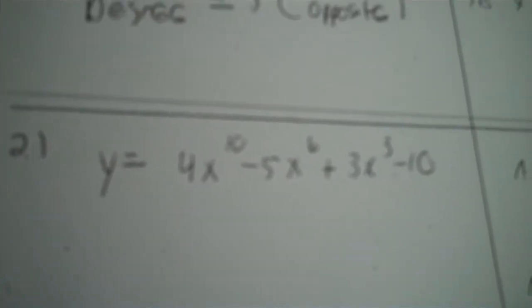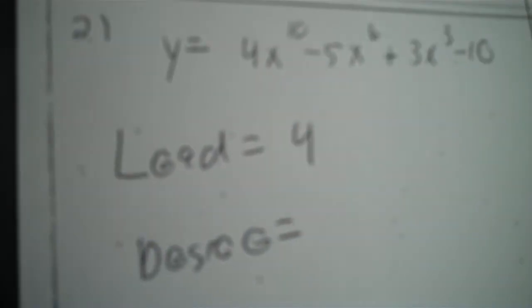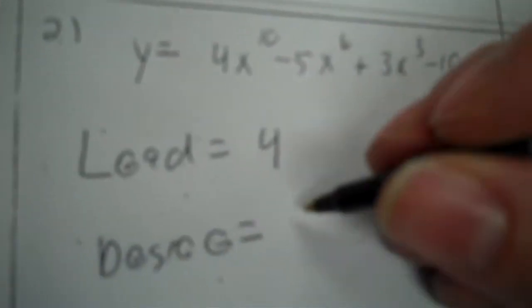Okay, y equals 4x to the 10th power minus 5x to the 6th power plus 3x to the 3rd power minus 10. So your lead and degree. The lead coefficient is a positive 4, so that one's going to be positive infinity. Remember, this side is determined by the lead coefficient. This side is determined by whether the degree is odd or even. The degree is 10. This time it's an even degree, so they have to match. So it'd be positive infinity, and to match it, you'd have positive infinity.